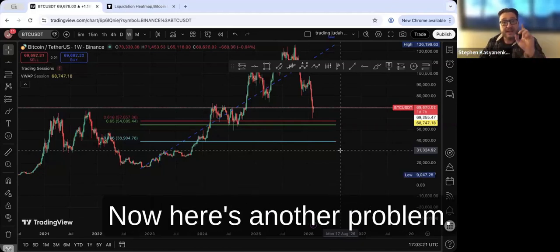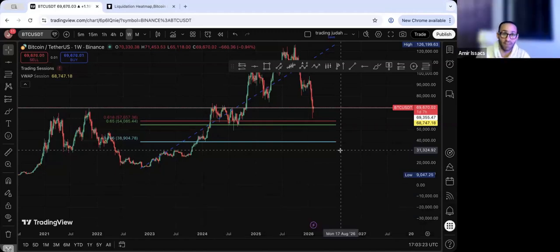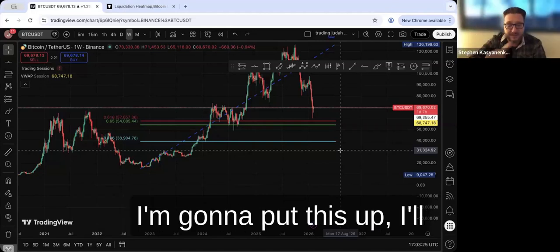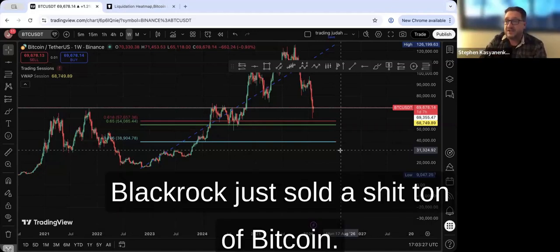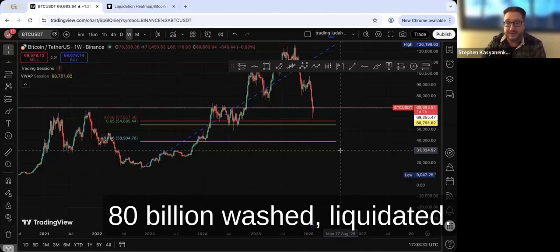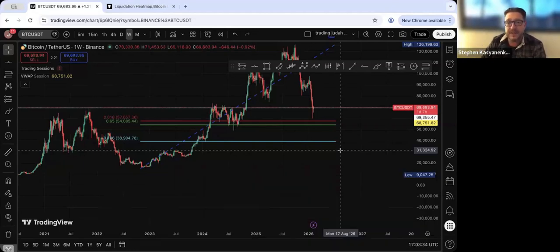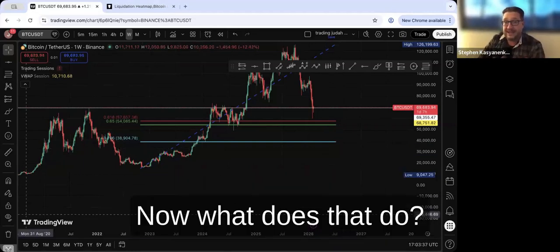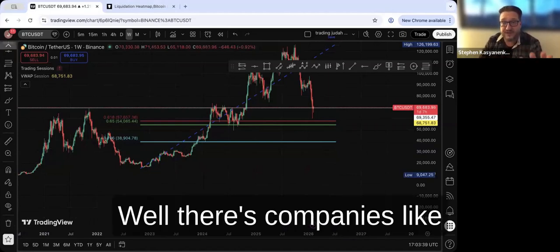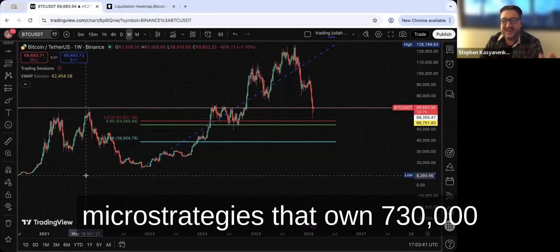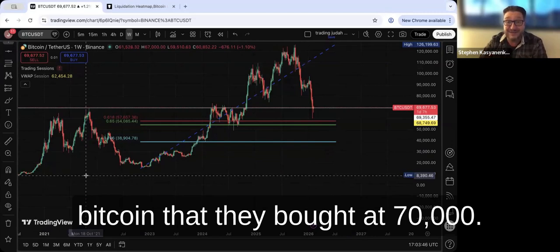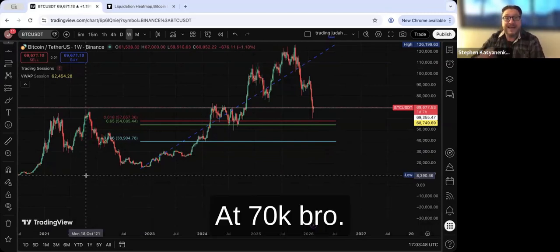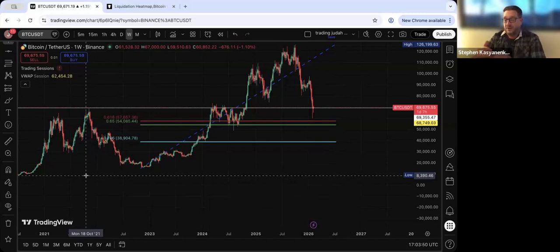That's what I'm saying. Now, here's another problem. You got BlackRock. I'm going to make some predictions. BlackRock just sold a ton of Bitcoin. 80 billion washed, liquidated. That's why you see these big wicks coming down. Now, what does that do? It creates real problems for who? Well, there's companies like MicroStrategy that own 730,000 Bitcoin that they bought at 70K, bro. So when it hits under 70, it's causing them problems.